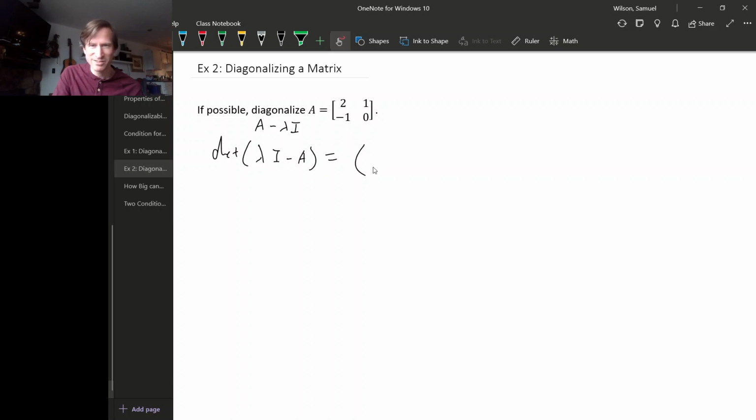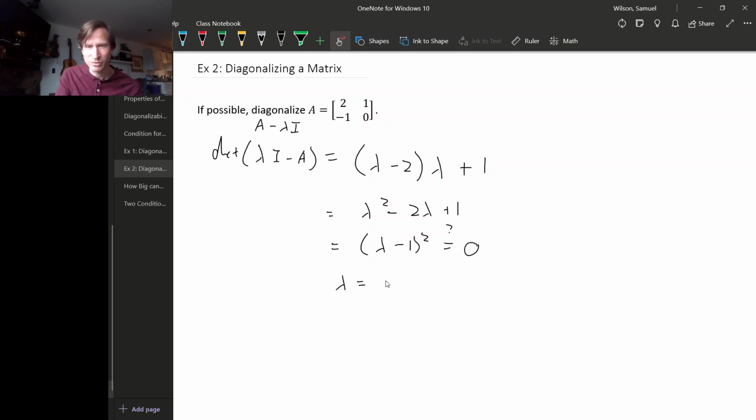Okay, so this is lambda minus 2 times lambda minus 0, plus 1. So this is lambda squared minus 2 lambda plus 1. So this is lambda minus 1 squared. To find when this is 0, that's when lambda is 1. Okay. Notice that we get just this single eigenvalue.